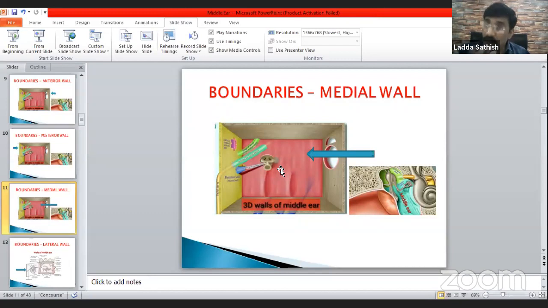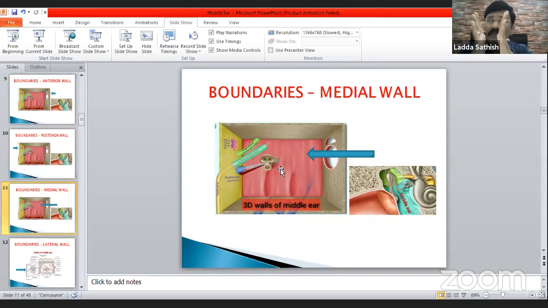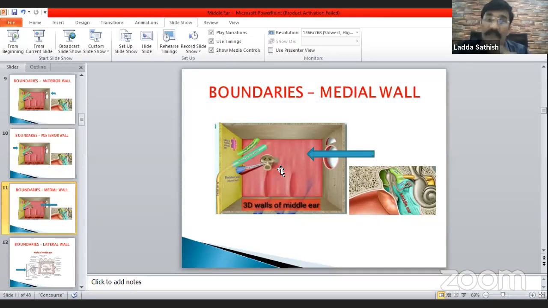So these vibrations are transferred to that round window, and that round window is covered with again a thin membrane. Because it is just opposite to the tympanic membrane, that thin membrane is called the secondary tympanic membrane. So the round window is covered with a secondary tympanic membrane which is vibrating and ultimately stimulating the basilar cells and hair cells of the cochlea, and then conduction of the sound occurs through the vestibulocochlear nerve. So this is the importance.